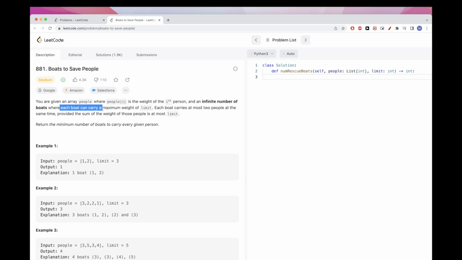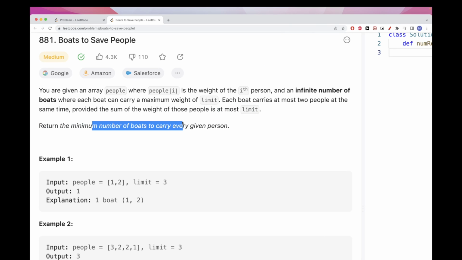And each boat has two conditions. It can carry a maximum weight of limit, and limit is given as a parameter. And it can carry only two people at the same time. So only two passengers at the same time. And the sum of the weights of the one or two people on it has to be less than or equal to limit, right? And the goal is to return the minimum number of boats that can carry every person, so all the people in the array.